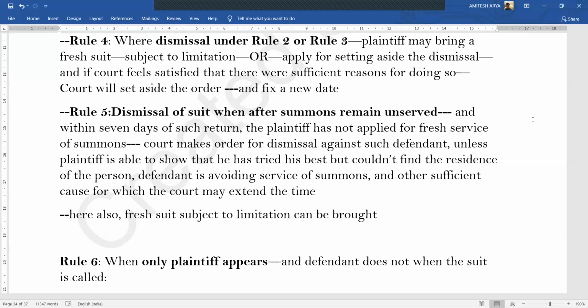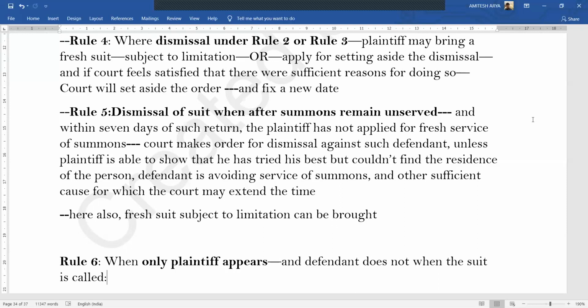Here also, a fresh suit, subject to limitation, can be brought. So here we are seeing again the duty of the plaintiff, that if for any reason there has been a return of summons without it getting properly served, or the server could not find the person on the address given by the plaintiff, etc., within the 7 days, again the plaintiff has to apply for issuing another summons. If this has not been done, then the court will make an order for dismissal against that.